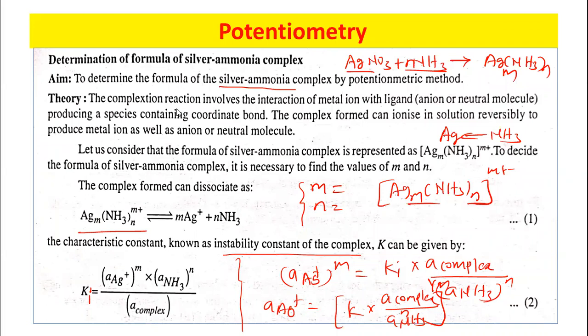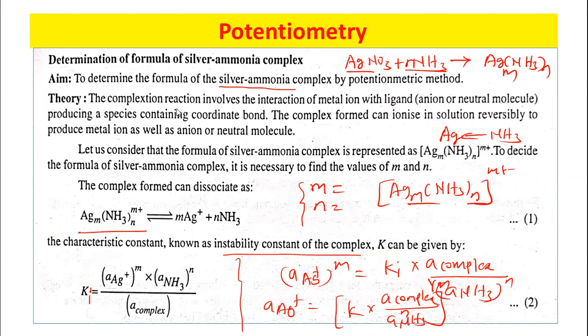So in this lecture, I would like to discuss the potentiometric experiment, which belongs to the syllabus of MSc second year physical chemistry. The aim of the experiment is to determine the formula of the silver ammonia complex by the potentiometric method.